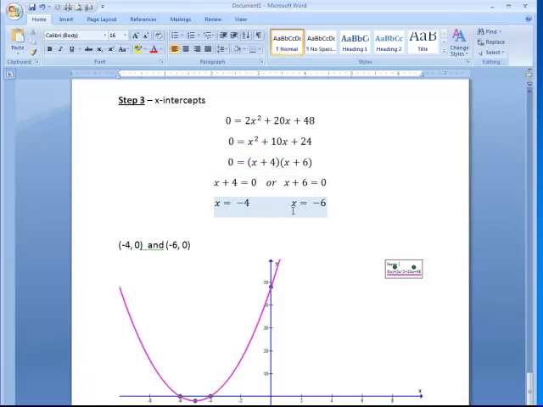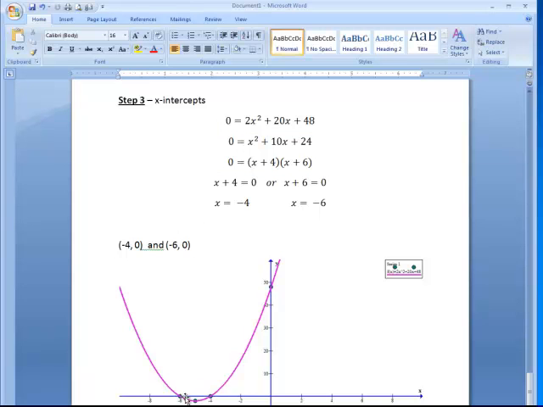Now don't make the mistake of thinking that negative 4 and negative 6 is a point on your graph. That isn't the way it works. These are both x values. I need y values to go with these. Well, to get my x-intercept, I plug in 0 for y. So each one of these points is negative 4, 0 for y, and negative 6, 0 for y.